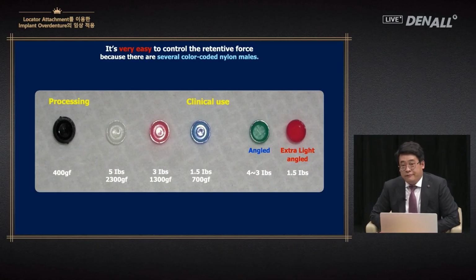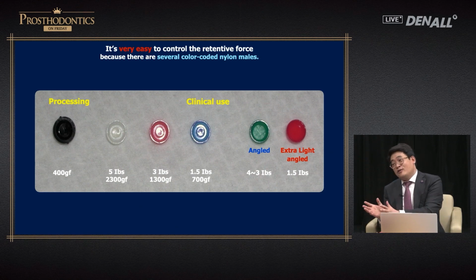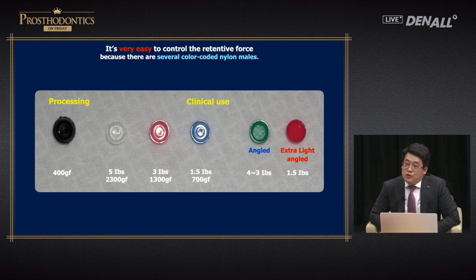If you look at the locator, the black is 400 gram force, blue is 700, pink 1,300, white is 2,300. There is a stark difference. Even with black, the patients are very satisfied, right? The companies say that you can use it for 2 to 3 months, and I don't use a very strong one from the first. I have the patient use the black one for some time and then move on to the blue. Personally, I've never used the white. I have used it once or twice, and it's really strong.